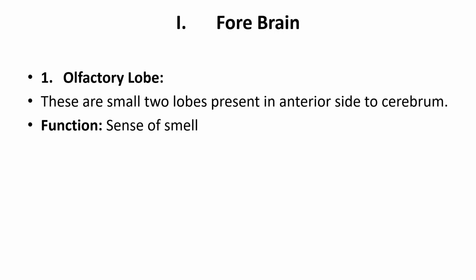So the first part is the forebrain. In that, the first part is the olfactory lobe. These are two lobes present on the anterior side of the cerebrum, and the function of the olfactory lobe is the sensation of smell.